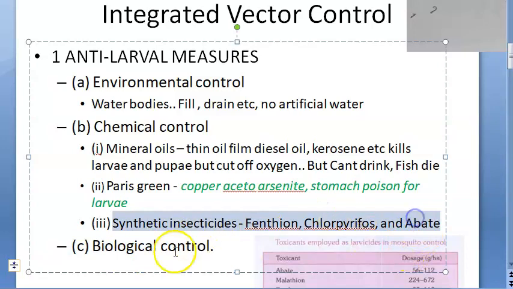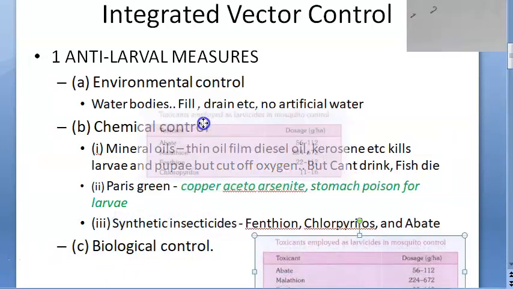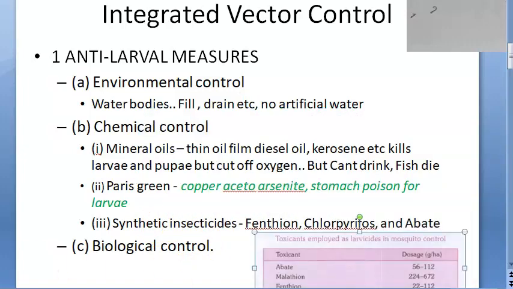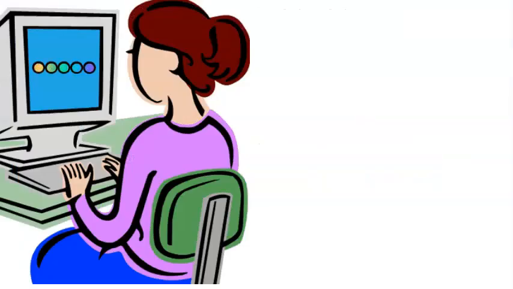Then we have synthetic insecticides like fenthion, malathion, chlorpyrifos, abate, etc. So these are synthetic insecticides. Then you have biological control. For synthetic insecticides, you saw a table here where they have also mentioned the dosage. So abate, malathion, fenthion, chlorpyrifos. You have to write these if you want marks in the exam. What will you write? Fenthion, malathion, chlorpyrifos and abate.